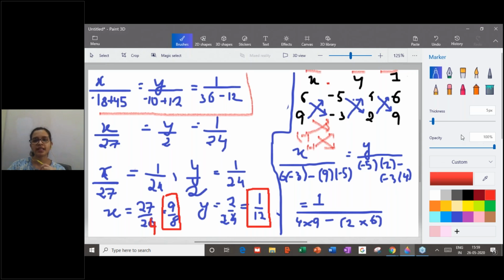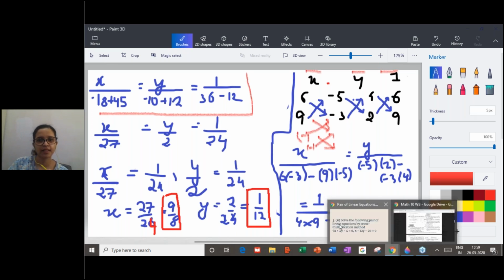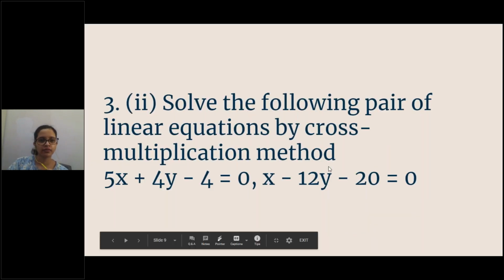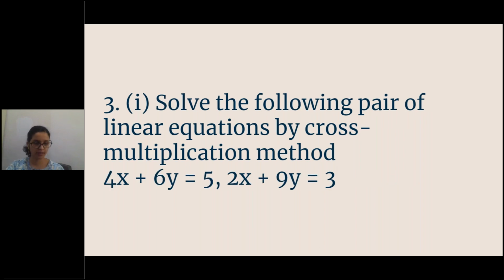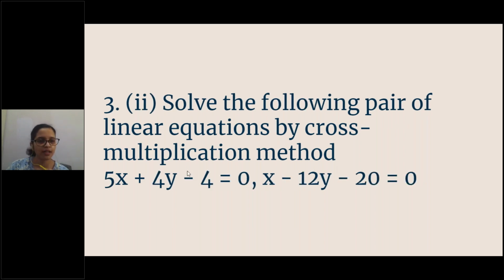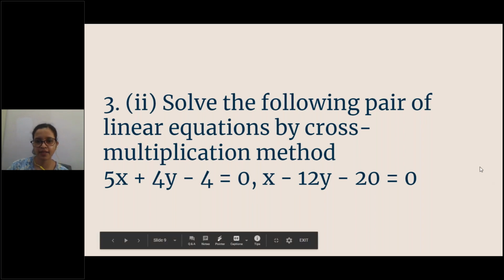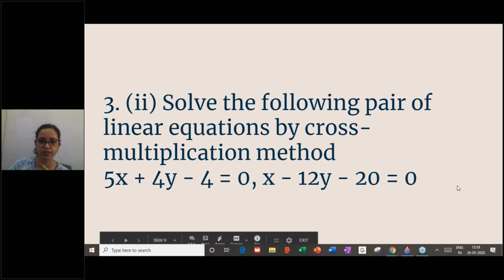Okay. So what I'll do is I'll give you one more question. For those of you who understood it and want to try it out, you can try it out. For those who did not get it, I'll explain it once more using the question. So this is the question. 5x plus 4y minus 4 is equal to 0 and x minus 12y minus 20 is equal to 0.